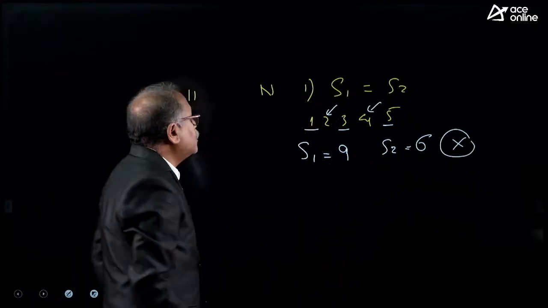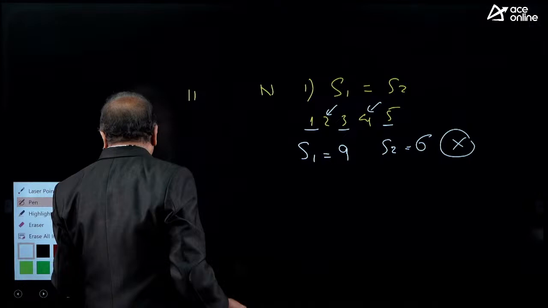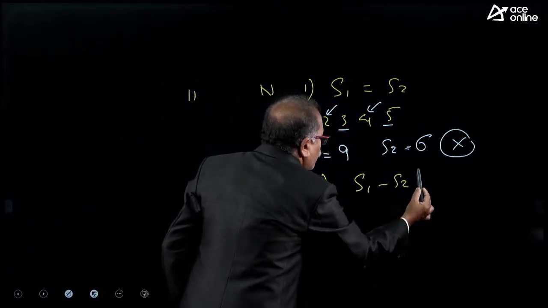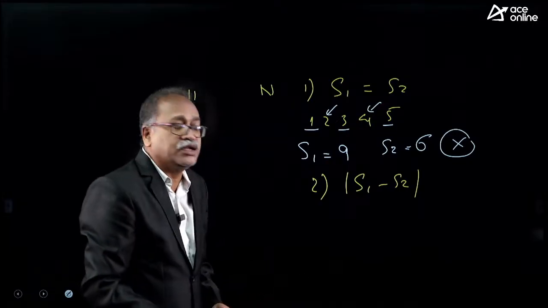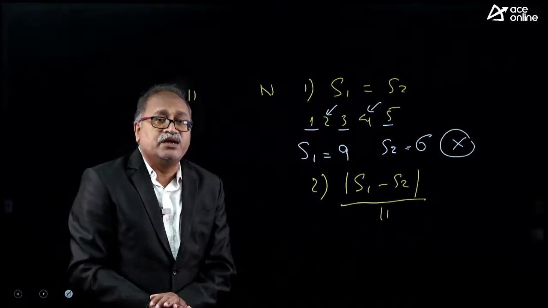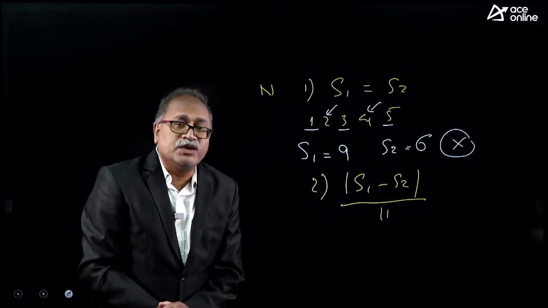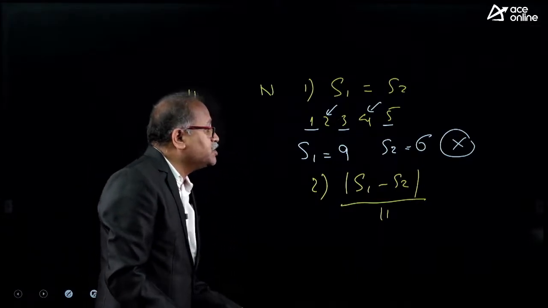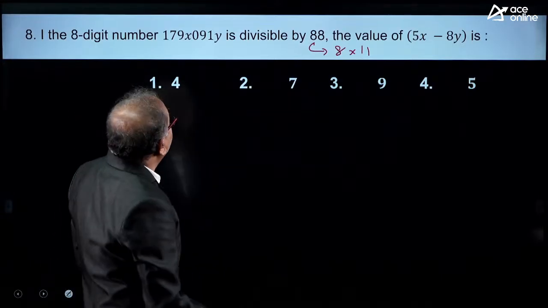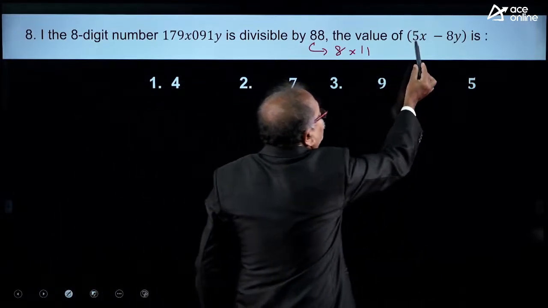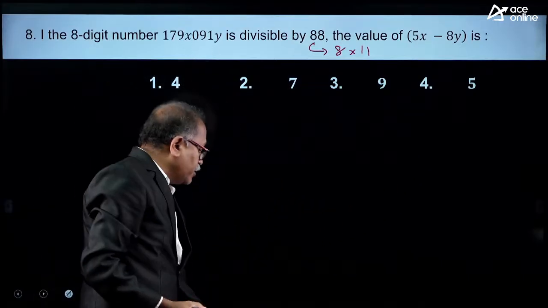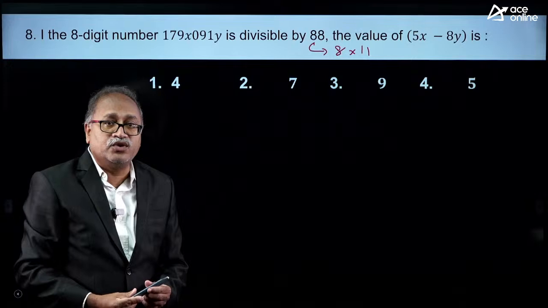What is the other rule for divisibility of 11? The second rule is that the difference between S1 and S2, S1 minus S2 mod, if divisible by 11, the given number is divisible by 11. I don't know how many of you know it, so I mentioned this part. Now, can you try this one? What is the value of 5x minus 8y? Here I need to find out x and y.